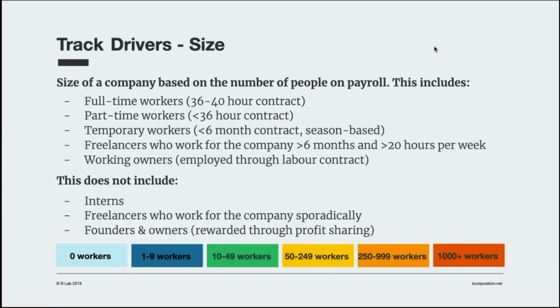The last track driver is size. This is based on the number of workers of the company. Workers include all people on payroll of the company or those that work exclusively for the company. Freelancers should be included if they work more than 20 hours for the company over a period of more than 6 months. Select the size of your company based on the headcount of your workers. If you do not have any workers on payroll, please select the 0 workers track.